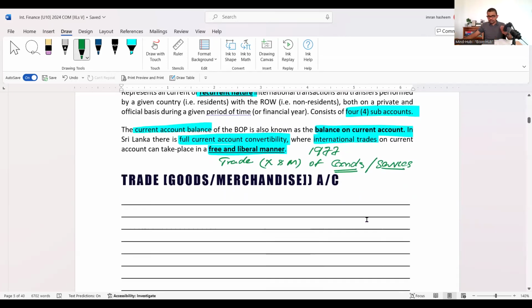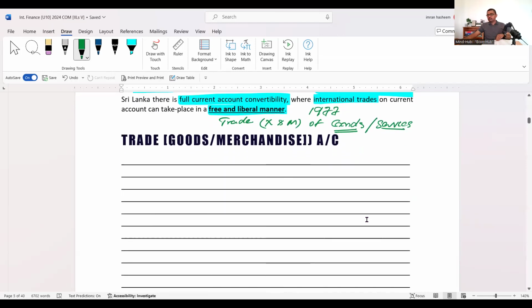Then trade or goods merchandise account. So what I want to do is we're going to go through a list of items. We'll quickly write them. Then we will touch on them because we have learned these things in Unit 9. We can do this a bit quickly. Okay.